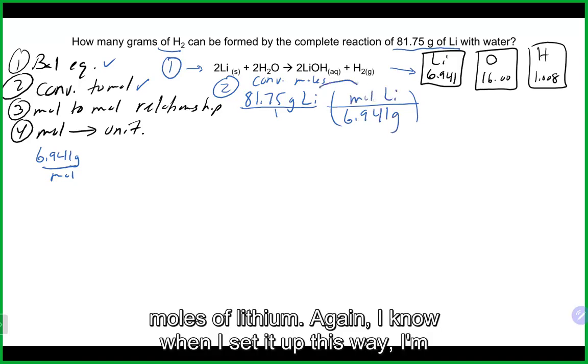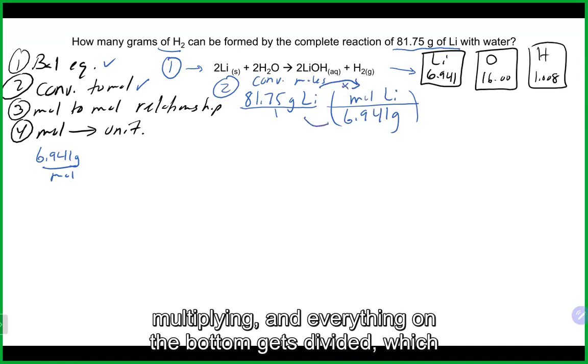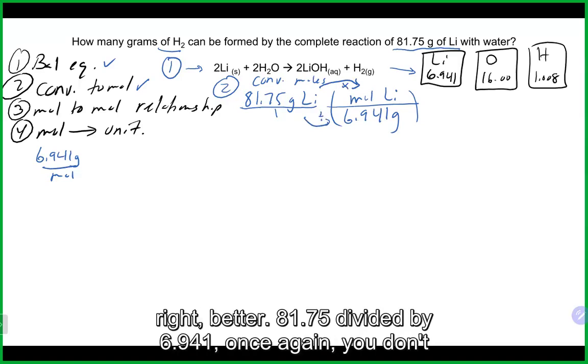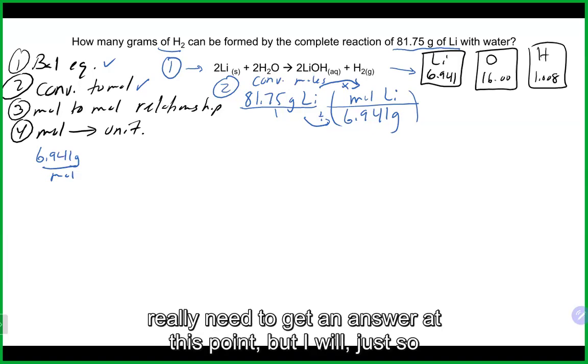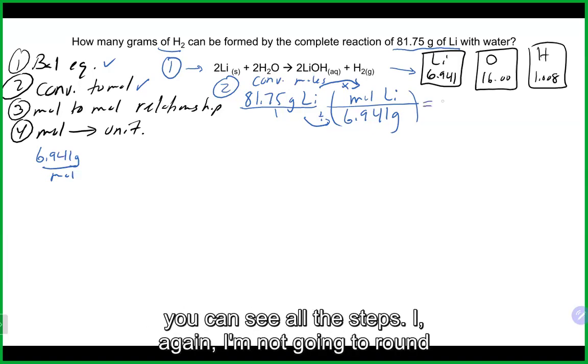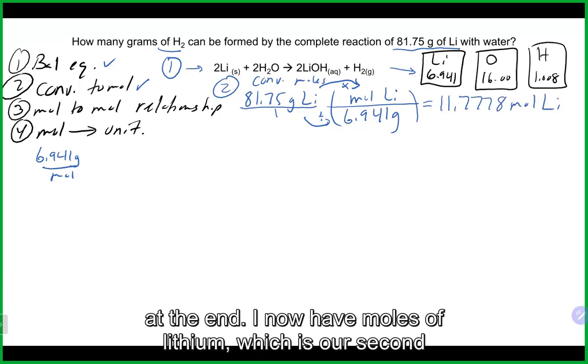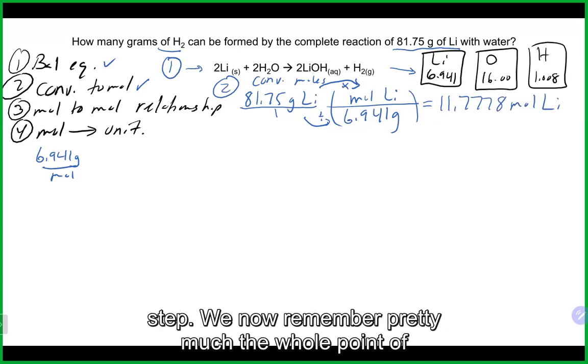Again, I know when I set it up this way, I'm multiplying and everything on the bottom gets divided, which means in this case, I'm dividing 81.75 by 6.941. Once again, you don't really need to get an answer at this point, but I will just so you can see all the steps. Again, I'm not going to round too much at this point. I'm going to clean it up at the end. I now have moles of lithium, which is our second step.